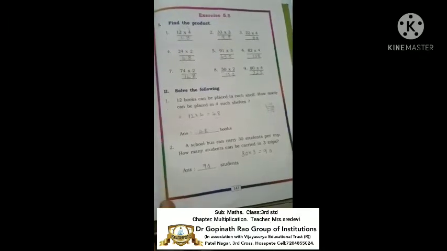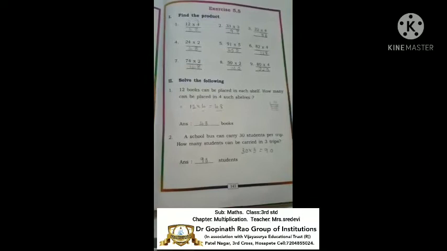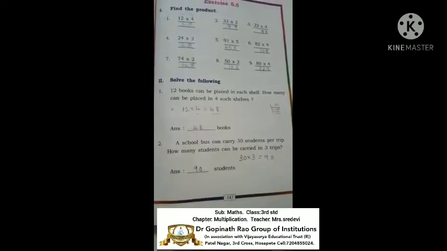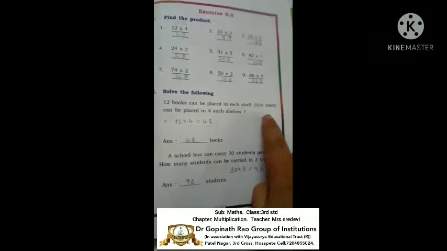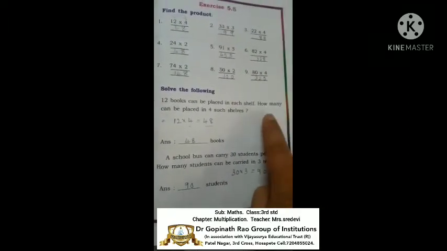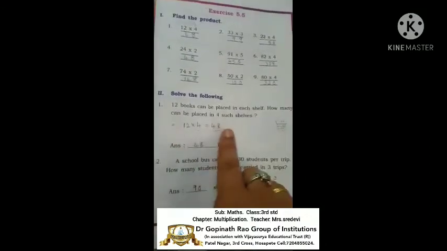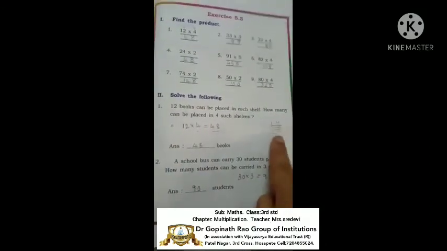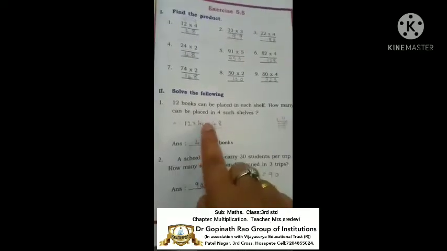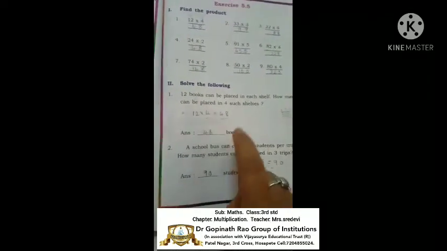Next, Roman number 2. Solve the following. Here some word problems are given. We have to solve them directly, no need of writing, children. How will we solve? 12 books can be placed in each shelf. How many can be placed in 4 such shelves? We have 4 such shelves, so it is 4 times. 12 is multiplied by 4. It is 48 books.